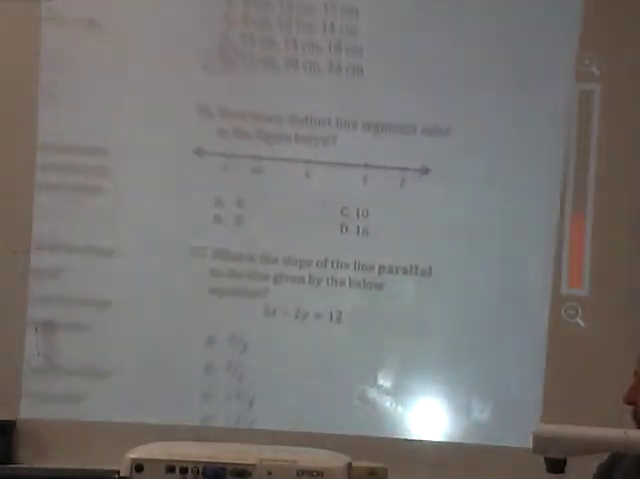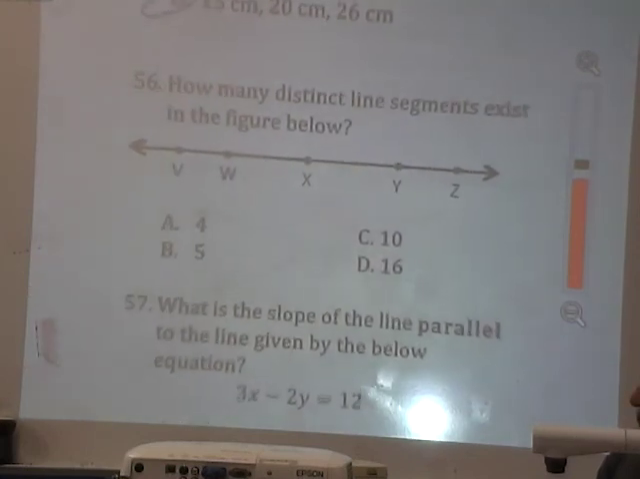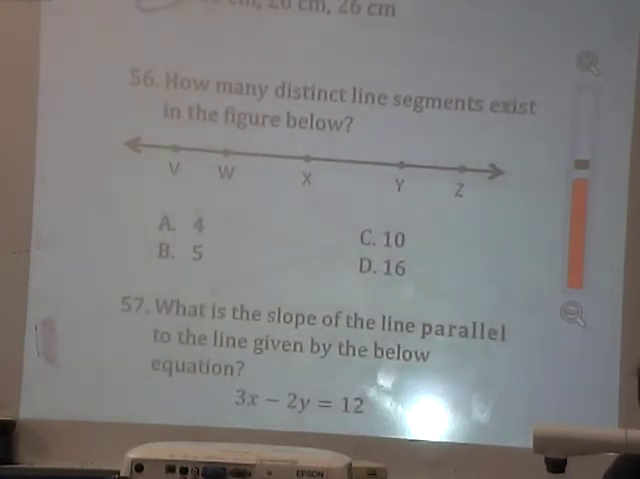56. How many distinct line segments exist in the figure below? Any ideas? Oh, that's 56. Let's stop.